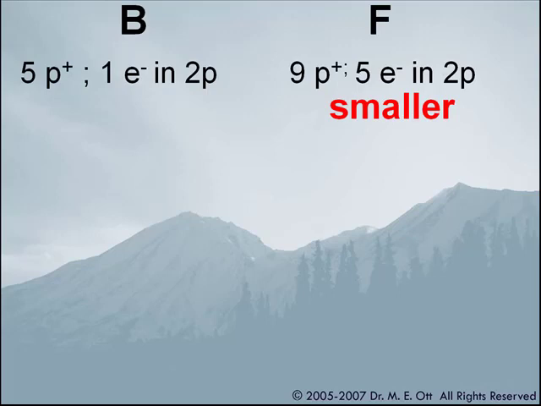So that's sort of our periodic trend as I go from left to right. As I'm going across a particular row, I'm adding more protons into the same shell, and so the atom gets smaller because all orbitals get smaller as you add protons.